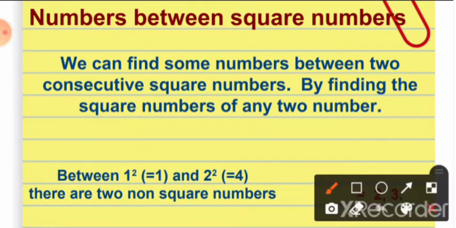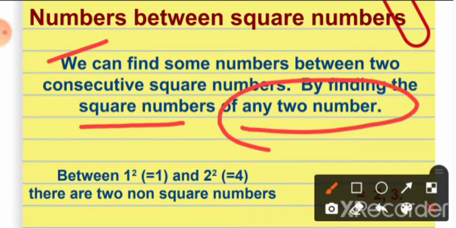So the point is given here. We can find the number of numbers between two consecutive square numbers by finding the square of any two numbers.